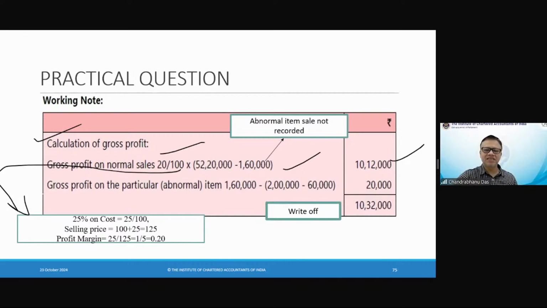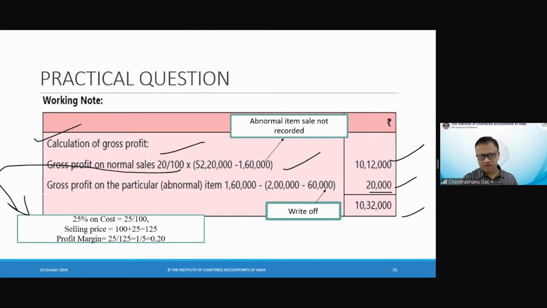So what happens is you have written off 60,000. So the value comes to 1 lakh 60 minus 2 lakh, minus 80,000. Then you can show that yes, this is not my cost. Otherwise, a total cost of 2 lakh will be assumed to be inside this sales. So actually, from that 2 lakhs, 60,000 has been written off, and you are getting 20,000 as the gross profit on that abnormal item. So what is the total value? It is 10 lakh 32,000. So you got the gross profit.